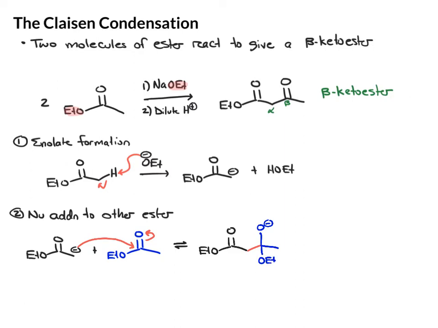Now, here's where this really diverges from the aldol reaction, in that in the aldol reaction, you're stuck at this point until you protonate the oxygen. But with this, we have the OEt group, which can act as a leaving group. So now that comes down, you lose OEt minus.